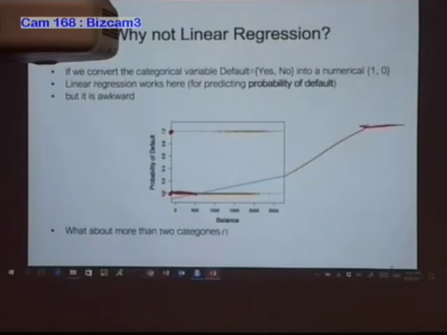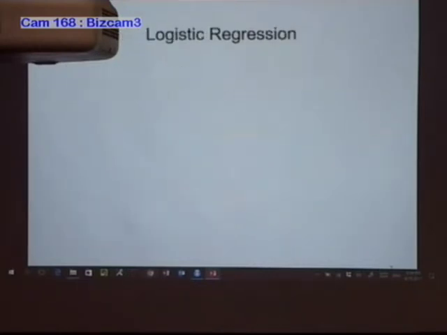But the bigger issue is when there are more categories, then you cannot do that. You can convert binary into 0, 1. But when you have 3 categories, you cannot do 0, 1, 2. Right? We talked about this several times. So that doesn't work. So we need a more robust solution. It's not a good solution. And the solution is logistic regression.